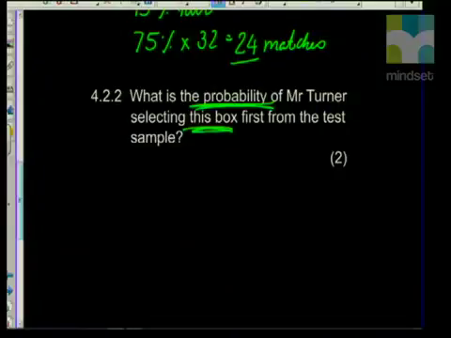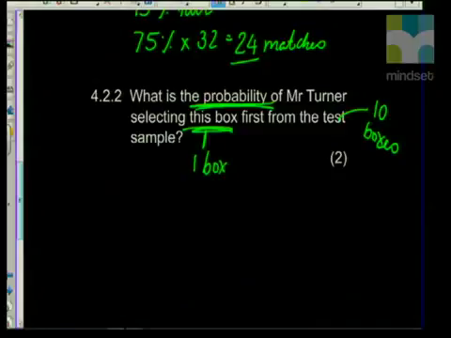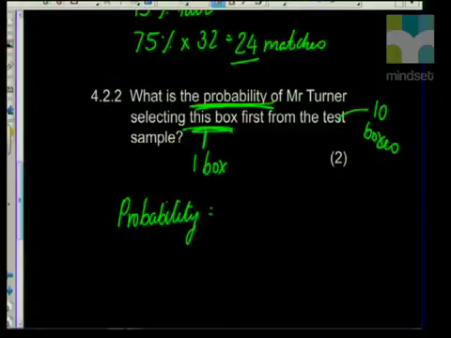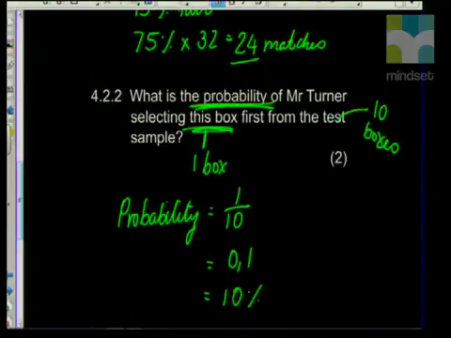Okay, so remember the test sample was 10 boxes. How many boxes did he select? This box is one box. So the probability is going to then be 1 out of the 10 boxes. Obviously this can be written in a few ways. So it can be written as 1/10. It can also be written as 0.1, and it also can be written as 10%.